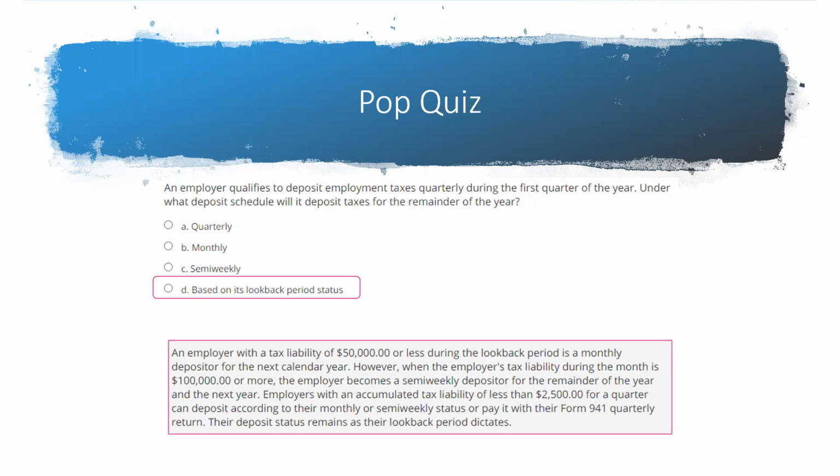The look back period is July 1st of the previous year through June 30th of the year. So, I mean, I guess it would be 2 years. So July 1st, 2 years ago through June 30th of the previous year is the look back period for your current year deposit schedule. So I guarantee you that one, well, it was on my CPP. So keep that one in mind.